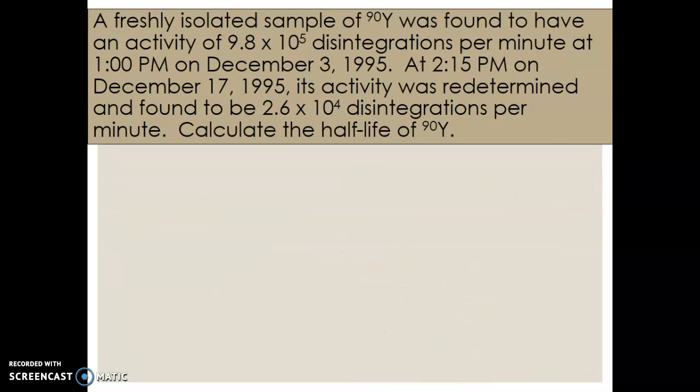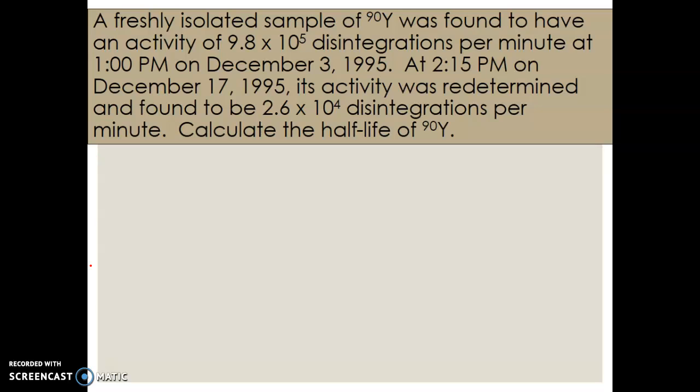And this problem says a freshly isolated sample of Y90 was found to have an activity of 9.8 times 10 to the 5th disintegrations per minute at 1 p.m. on December 3rd, 1995. At 2:15 p.m. on December 17th, 1995, its activity was redetermined and found to be 2.6 times 10 to the 4th disintegrations per minute. Calculate the half-life of Y90.